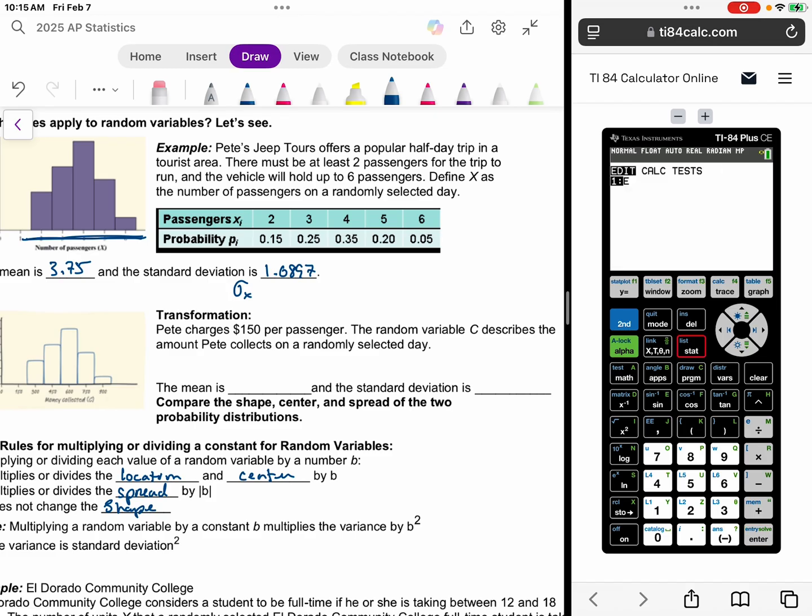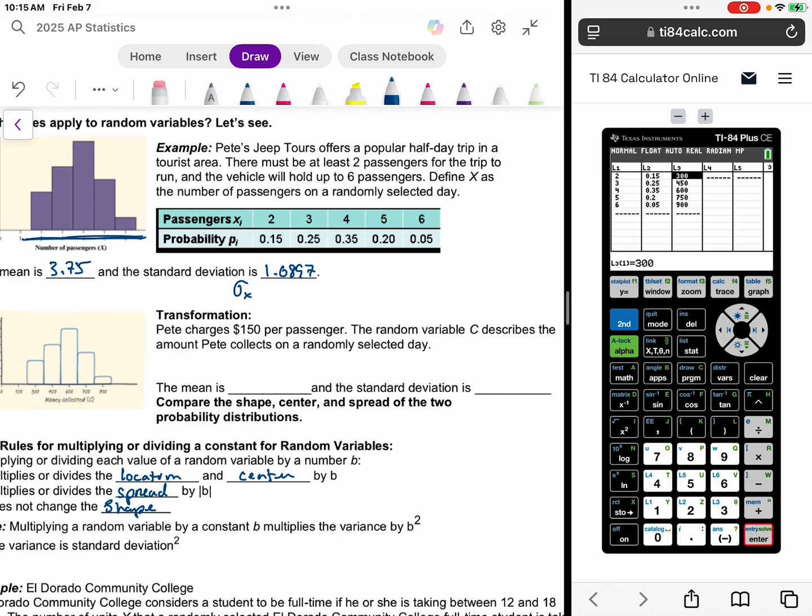So we're going to go back into our table, and again, this is where we get to do things and make it a little bit quicker. I'm going to go up to column header 3, and I'm going to tell it to take column 1 times 150, because I get 150 per passenger. Then I hit enter, and it automatically multiplies through for me all the way down. We're going to copy that into a table a little bit later.